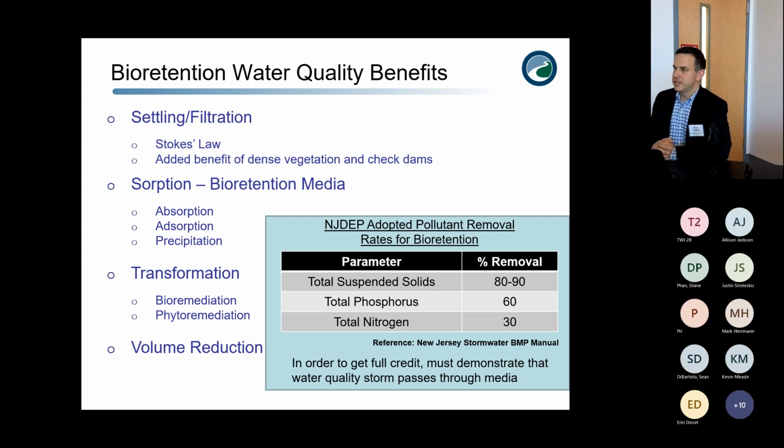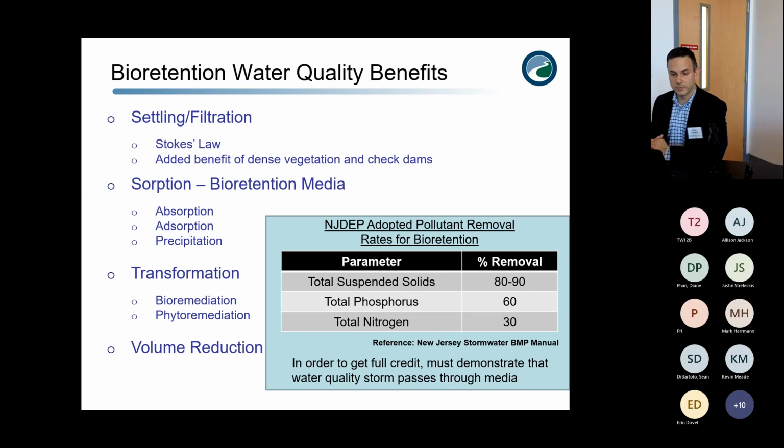So the bioretention system has a lot of water quality benefits. The TSS removal rate is 80 to 90%, a very high efficiency for removing total phosphorus, and then 30% for nitrogen as well. And in order to receive the credit for this, you have to show that that water moves through that bioretention media and is filtered through that bioretention media. So if the water is overflowing through a spillway in a water quality storm, not all of that water is getting treated. And there's a lot of ways in which a bioretention system provides those water quality benefits.